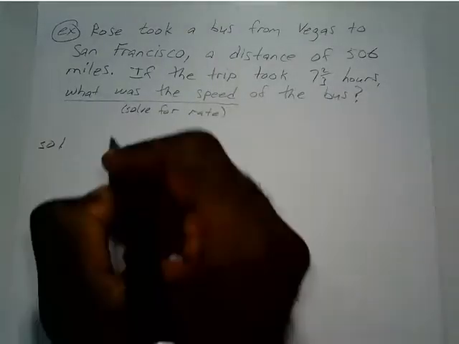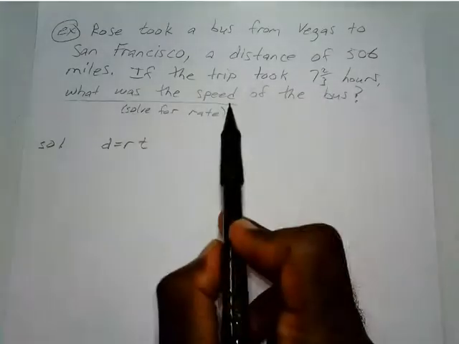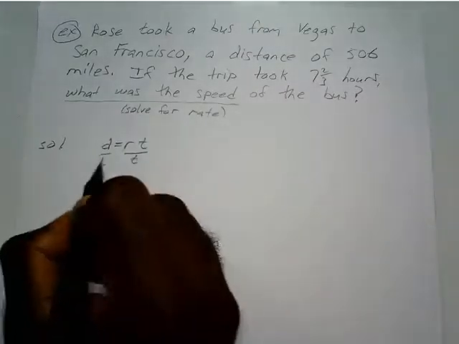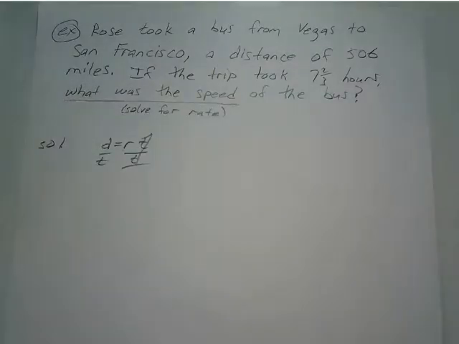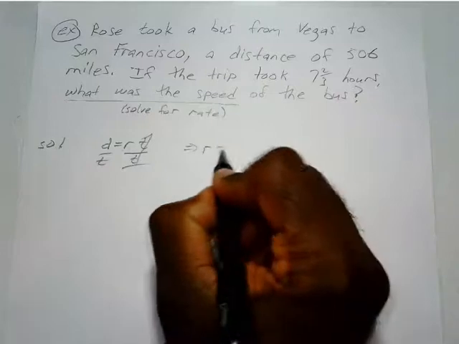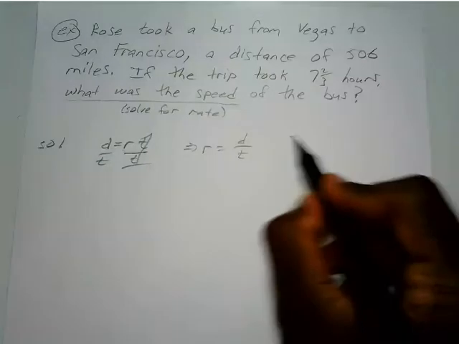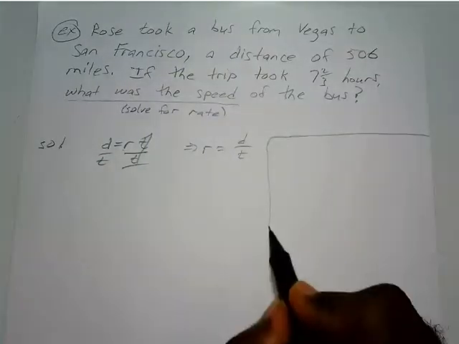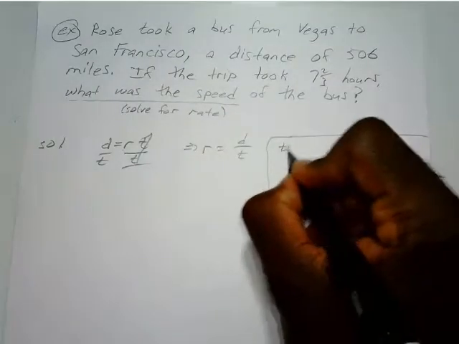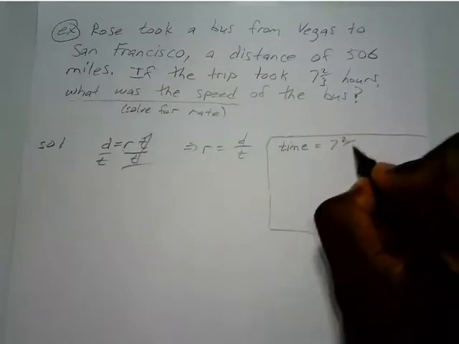Okay, so again, we start off with distance equals rate times time. Since we have to solve for the rate, we have to get the R by itself. So we divide both sides by T, where that cancels out. So rate equals distance over time. Okay, so we can see that by what was given up here, our time is equal to 7 2/3.